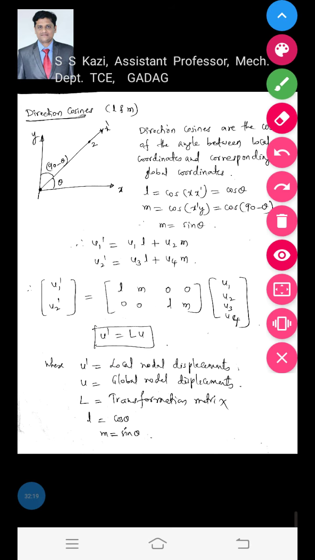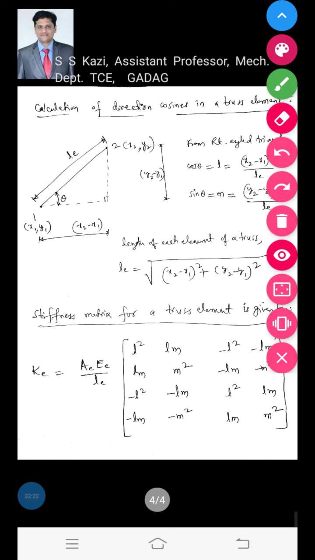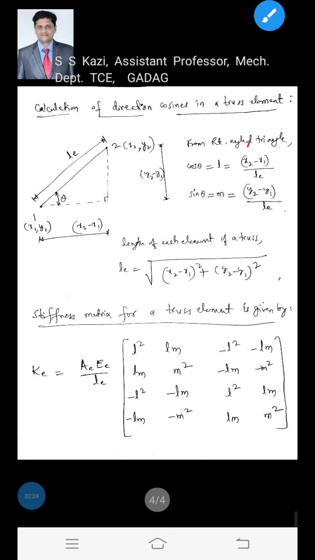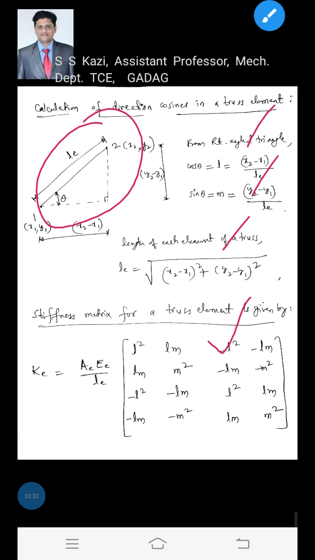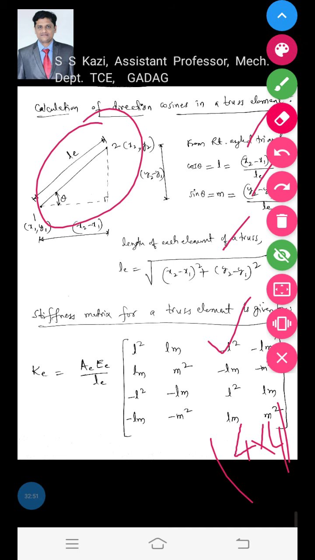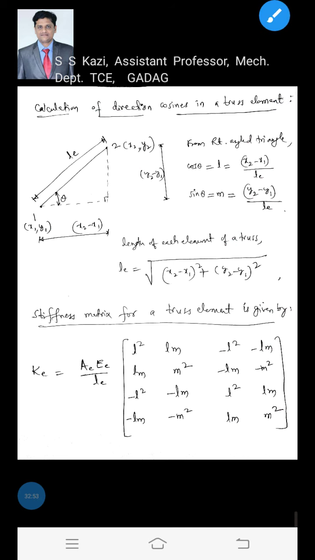And next, we have discussed the calculation of direction cosines, how we calculate the direction cosines L and M from the right angled triangle which is formed. And the stiffness matrix for a truss element is given by this one. The order of the matrix will be 4 cross 4 because each node of a truss element has 2 degrees of freedom, 2 unknowns at each node. Hence, for a single element having 2 nodes, there are totally 4 degrees of freedom, 4 unknowns. Hence, the order of the matrix of a single truss element will be 4 cross 4. That is one of the properties of the stiffness matrix. All these things we have already discussed.